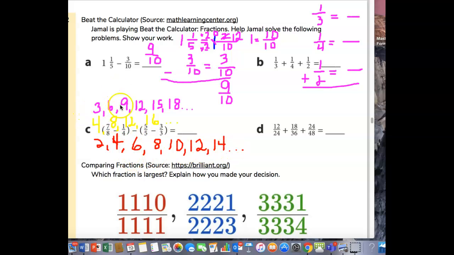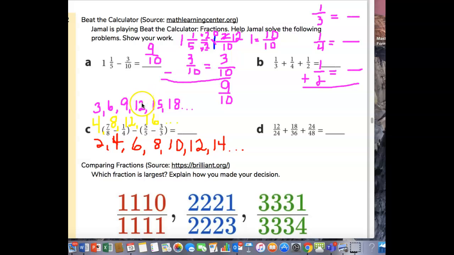All right, so now we have to find a number that's in all 3 rows. So for instance, 6 is here and here, but not in this row, so we can't use 6, okay? 4 is in this row and this row, but not this row, so we can't use 4, all right?